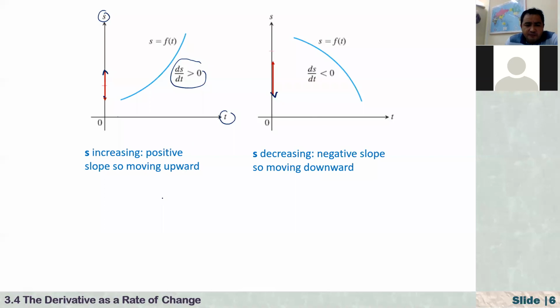So why is this so? Because when velocity is positive, if you look at our ratio again, that is f of t plus delta t minus f of t over delta t.